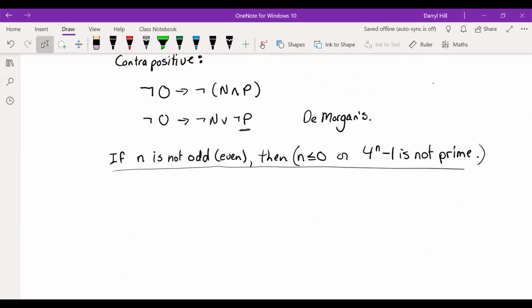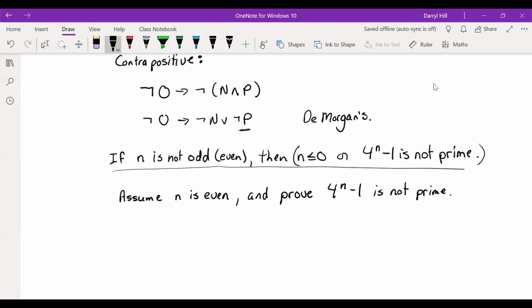So what we want to prove then is, we want to assume N is even and prove that 4 to the N minus 1 is not prime. Okay, so then our first fact is N is even, and that's our assumption. So then we could say N is equal to 2K. This is our definition of even.